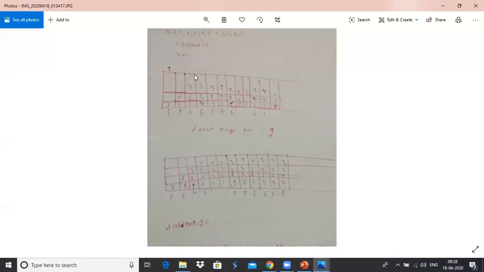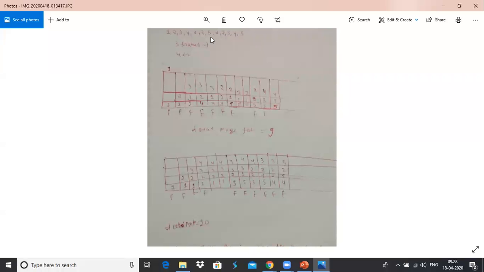Again the request for memory reference 1. So which page will you replace? Page number 2 will be replaced by 1. Again the request is for 2, one page fault occurs. Again the request for 2, so which page will you replace? The 3rd will be replaced by 2. Again one page fault for 2.